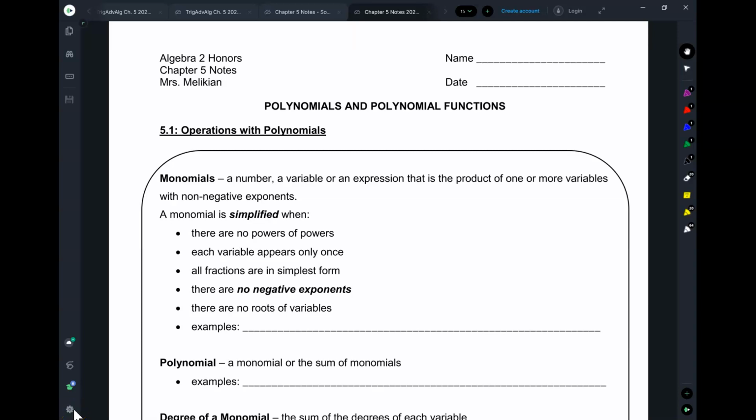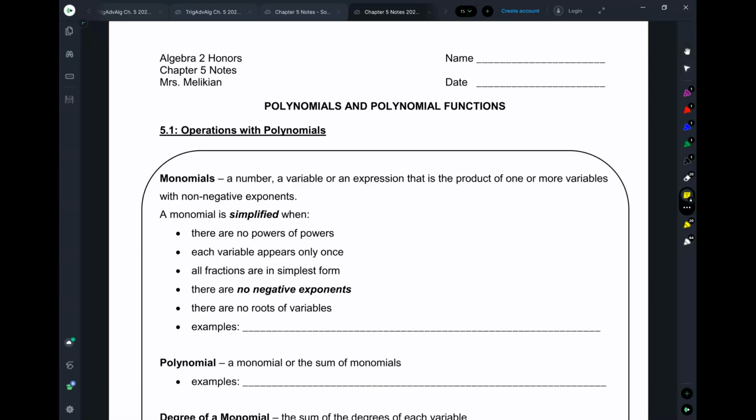All right, so monomials. Let's work with monomials. I know these are terms that you've seen before. A monomial is basically a number, a variable, an expression that is the product of one or more variables, numbers, expressions, right? They're just products, okay? So how do you know when a monomial is simplified?